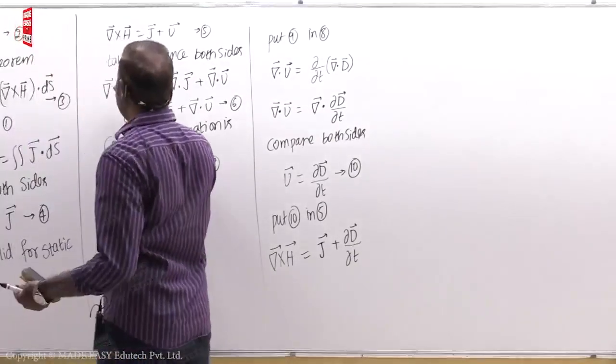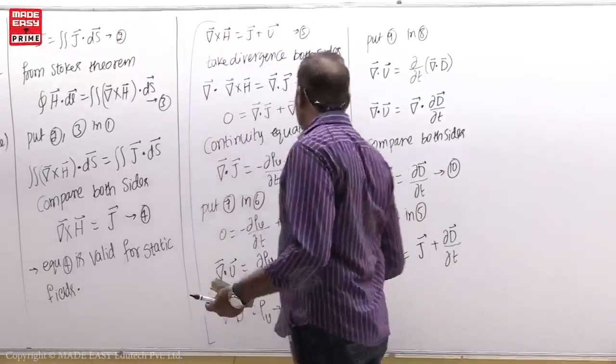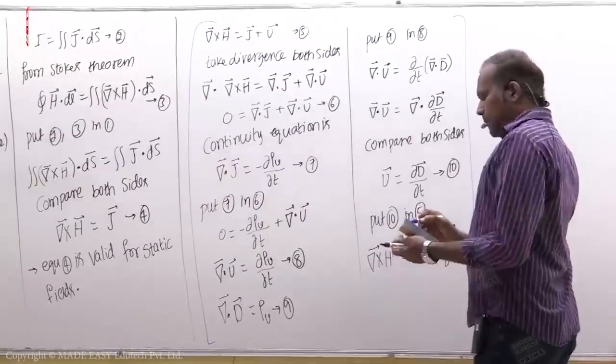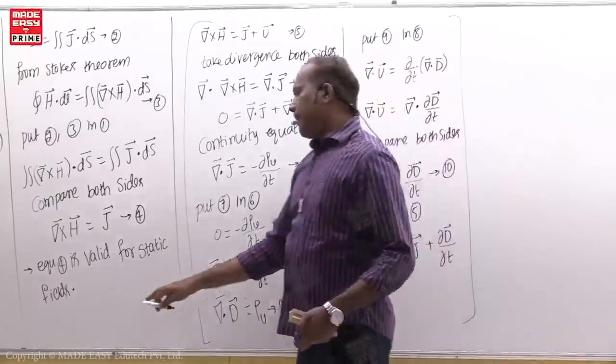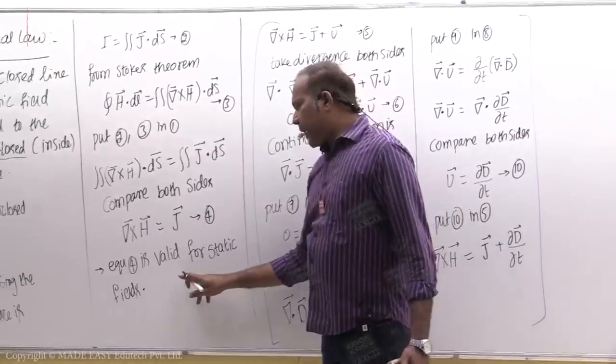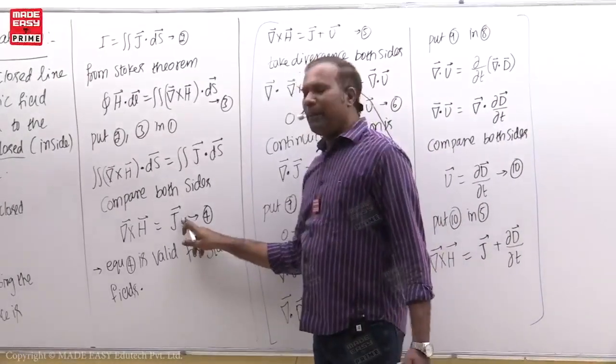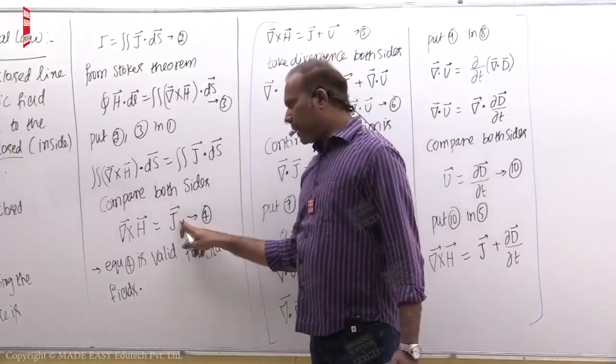So this is rough work, students. Okay. So here we were here. So this equation is valid for static fields because here there is no d by dt. That means the time term is not there.